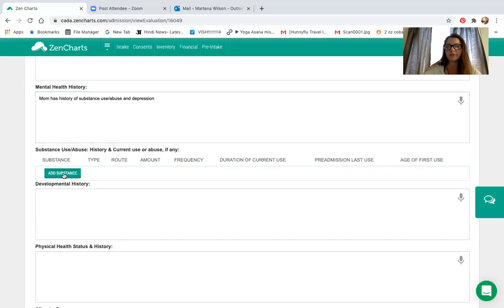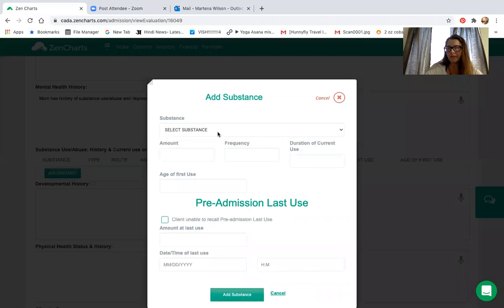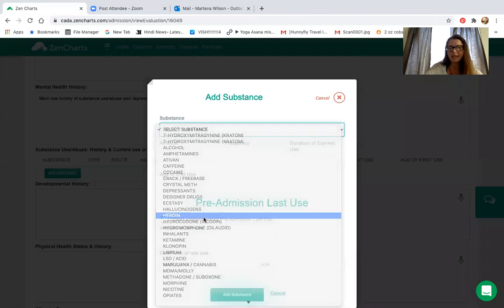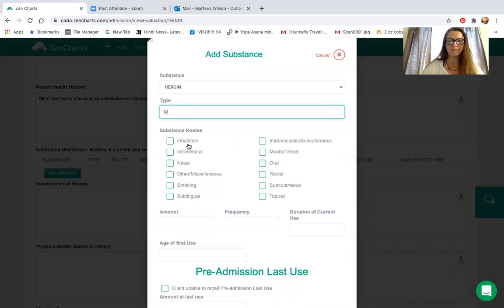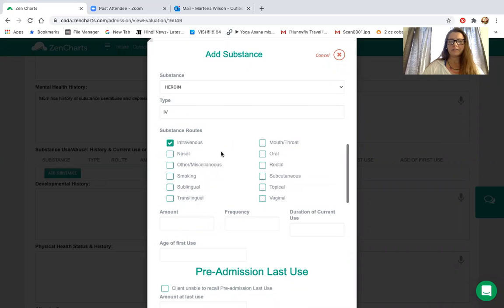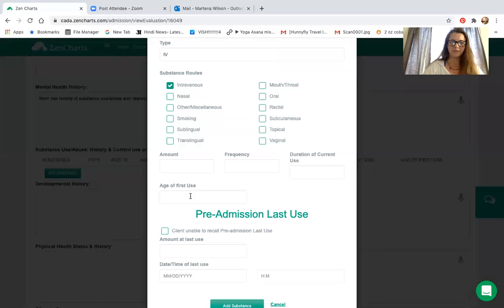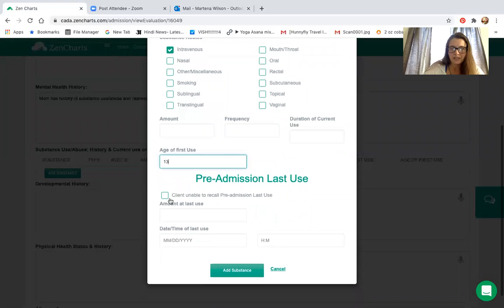But if you wanted to, you could add a substance, and you could add information here. Click on the substance, heroin. Mom was addicted to heroin, and you could say IV drug use, intravenous. You could add first age of use, 13, last use, whatever, add substance. Okay.